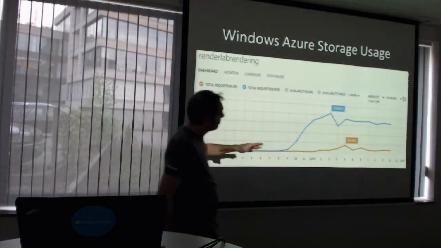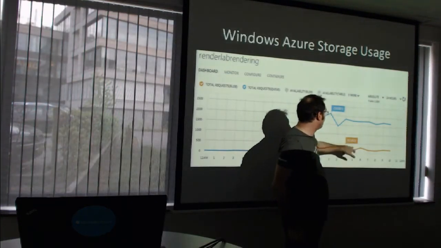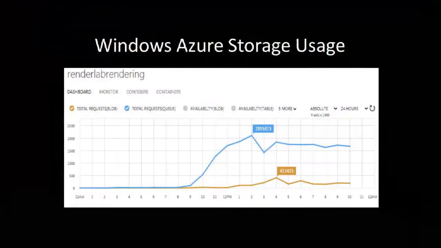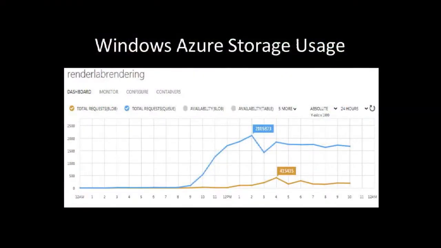The lower graph, this is the blob operations. So we're on about 400,000 blob operations per hour on the actual storage at that present moment in time.